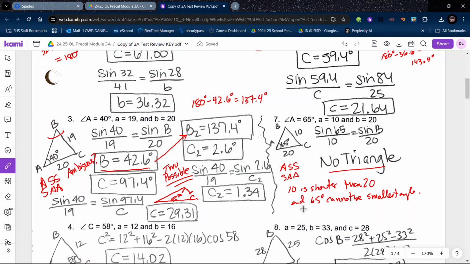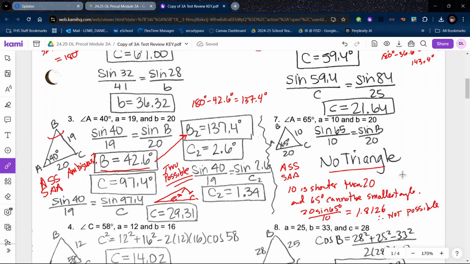Here's another way that we could do it. We could say, hey, 20 sine of 65 degrees all over 10. If we make that computation of 20 sine 65 degrees all divided by 10, that gives us 1.8126, right? So therefore, it is not possible.